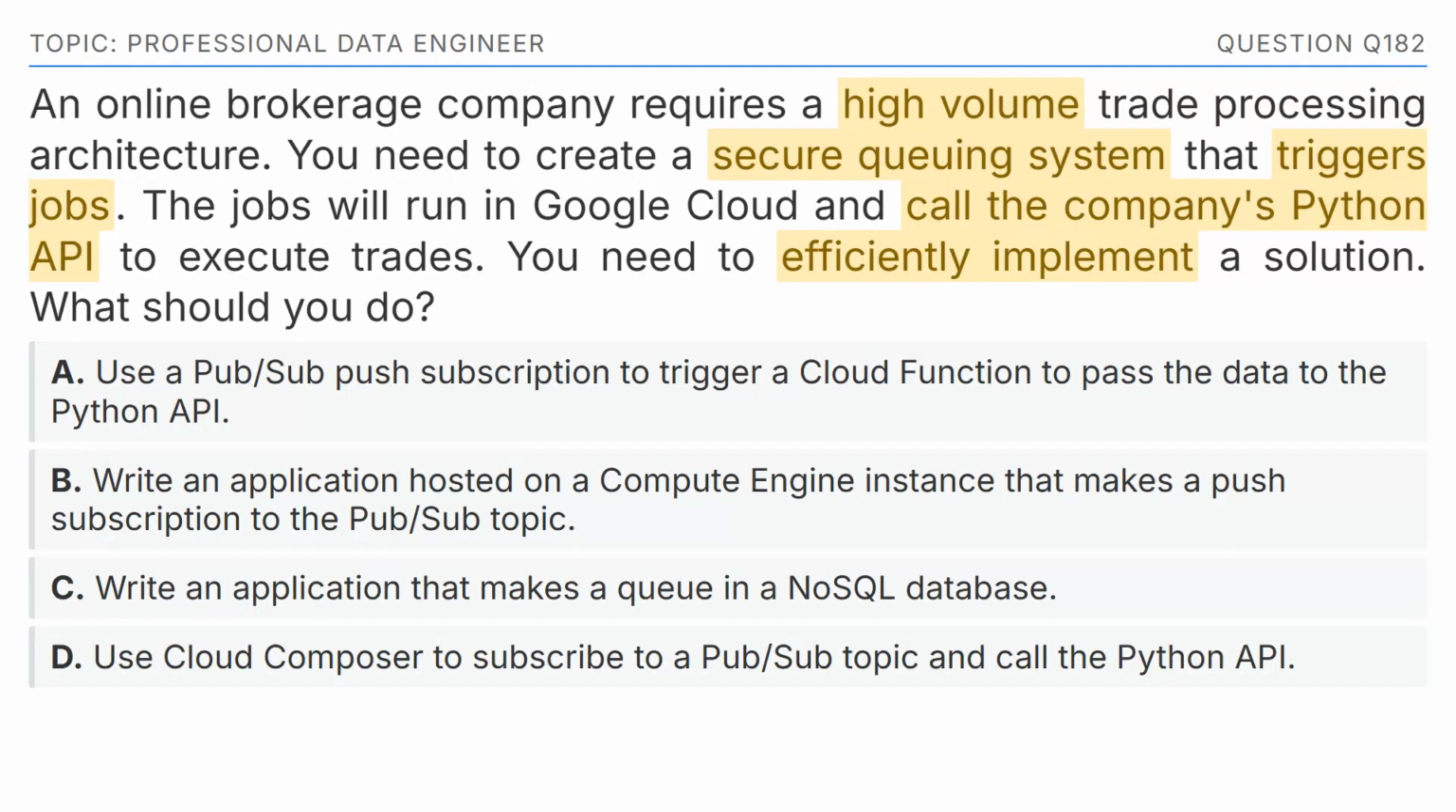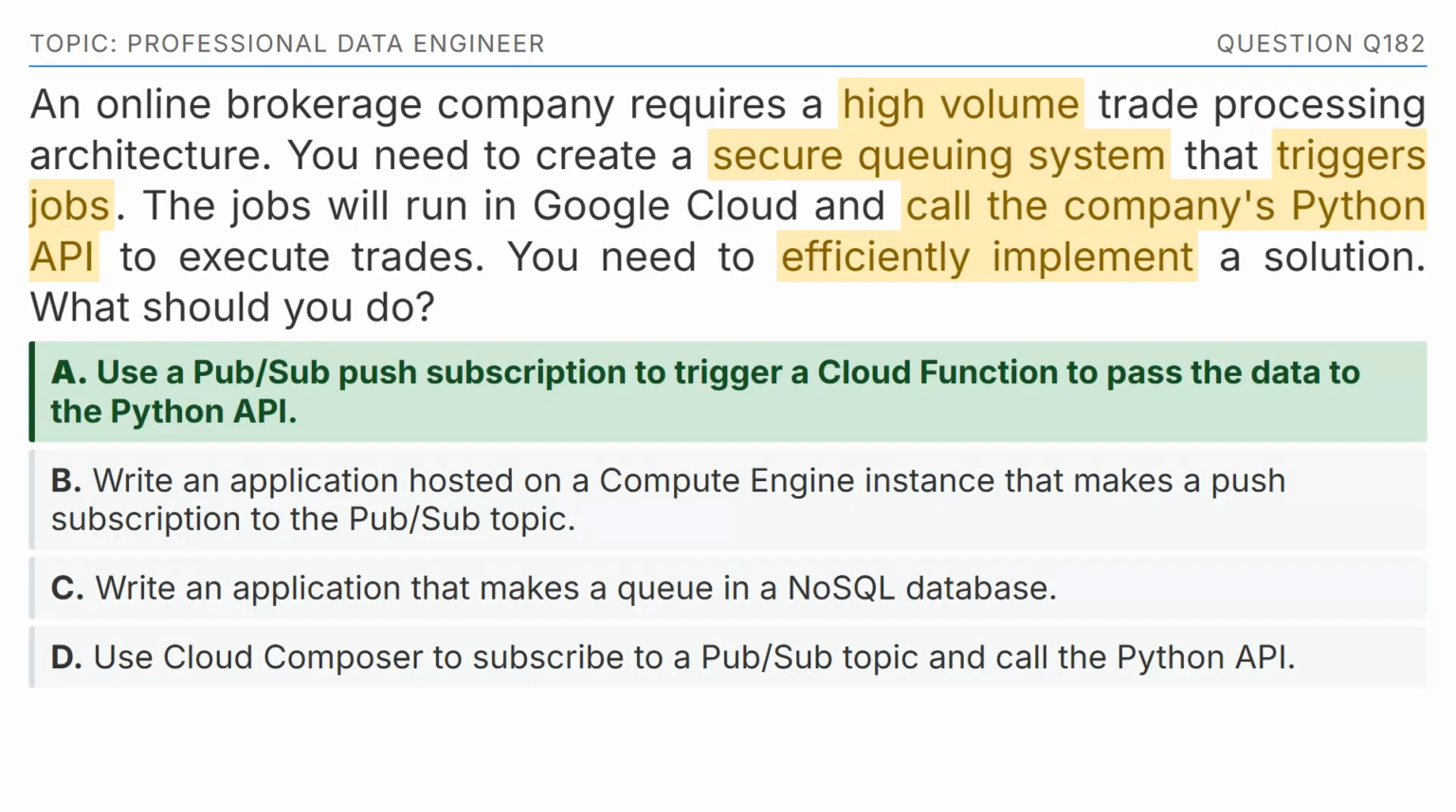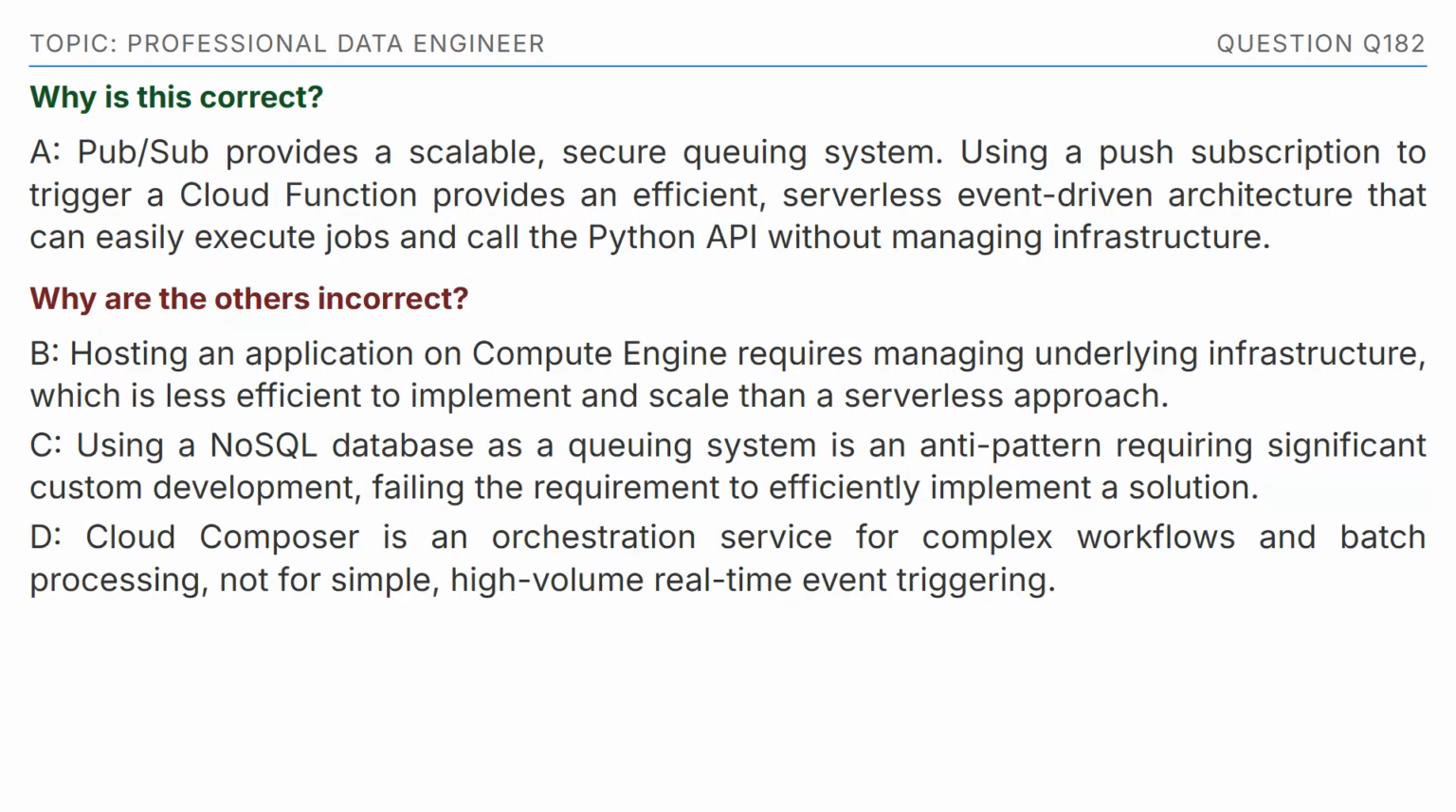To arrive at the correct answer, we focus on the keywords: high volume, secure queuing system, triggers jobs, call the company's Python API, efficiently implement. The correct answer is option A, use a pub/sub push subscription to trigger a cloud function to pass the data to the Python API. Why is this correct?